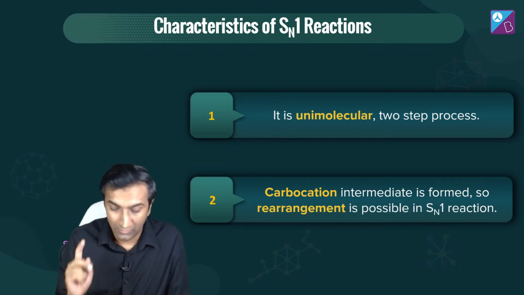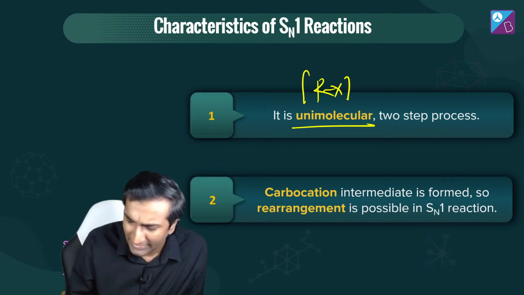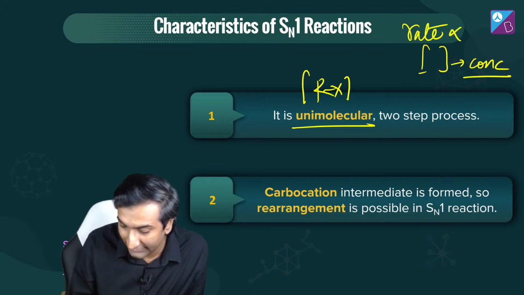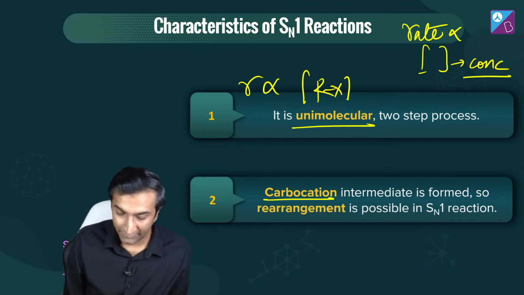So unimolecular two-step process. Unimolecular matlab it only depends on the concentration of Rx. Every time I write this, I mean concentration. All right, okay. Where in the rate expression, rate is proportional to this. Okay, cool. This is an intermediate form, which is carbocation.